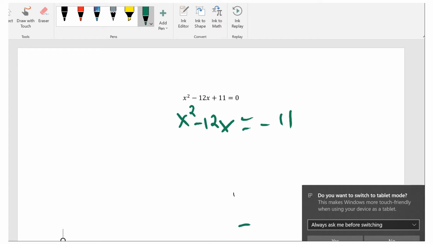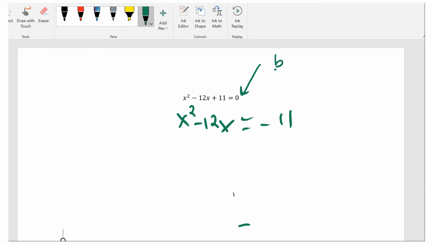I don't know if you remember this term right here in front of the x, the coefficient of x, let's call it b. You're going to take half of b and then square it. Half of negative 12 would be negative 6, but then if you square it, you're going to get a positive answer anyways.